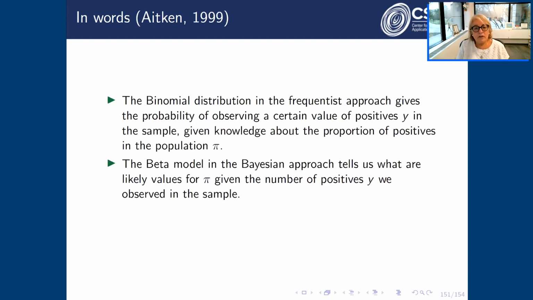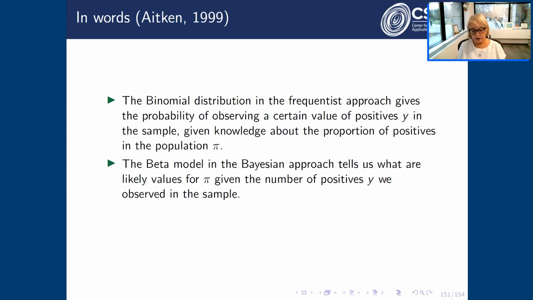All right. So here's some contrasting the two approaches in words. And this I took out of a paper by Colin Aitken that I thought was pretty good. So the binomial distribution is the probability model that the frequentist statistician uses to represent the distribution of the data, right? And so what does it give us? This provides the probability of observing a certain value of positive cases, Y, in the sample, given knowledge about the proportion of positives in the population, pi.